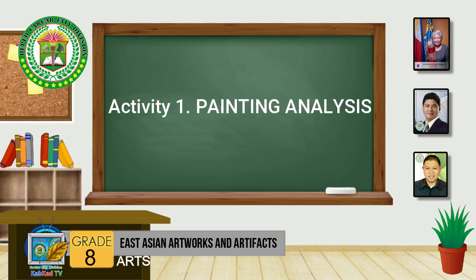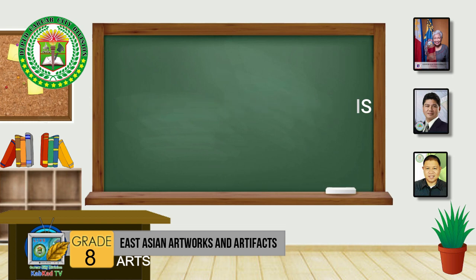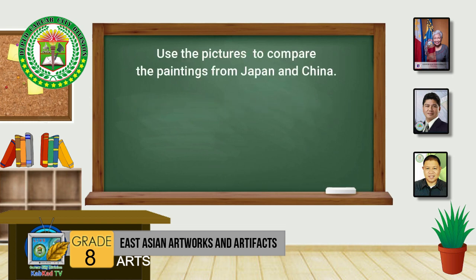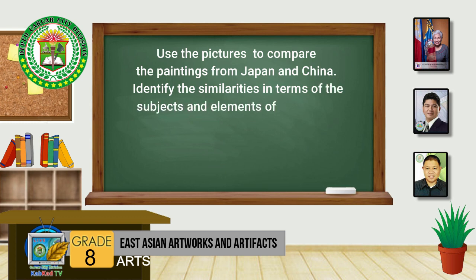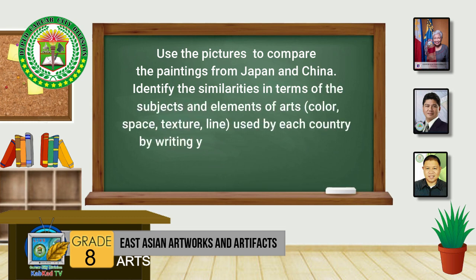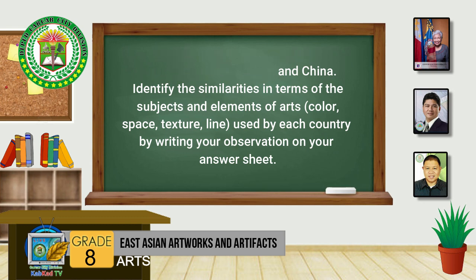Activity number 1. Painting analysis. Use the pictures below to compare the paintings from Japan and China. Identify the similarities in terms of the subjects and elements of arts used by each country by writing your observation on your answer sheet.